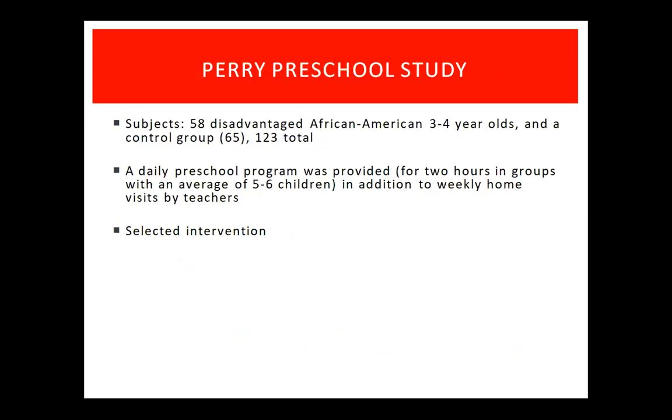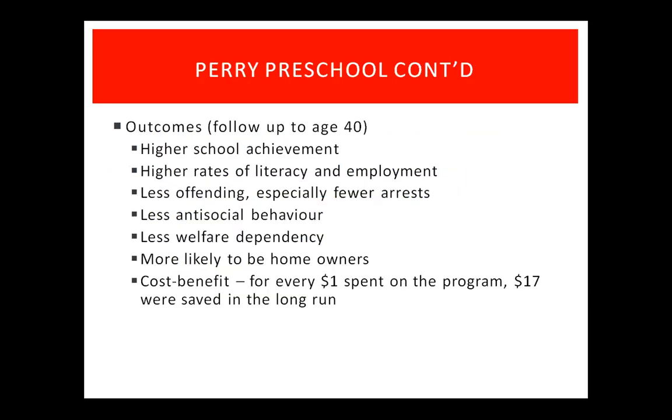The Perry Preschool study looked at 58 disadvantaged African American 3 to 4-year-olds and a control group. Remember that the control group here received nothing. So they did not receive any sort of program at all. A daily preschool program was provided in addition to weekly home visits. So this was a selected intervention again for specific disadvantaged children. And what did they find? Well, they followed these young kids from the age of 3 to 4 up to the age of 40. So this was another longitudinal study.